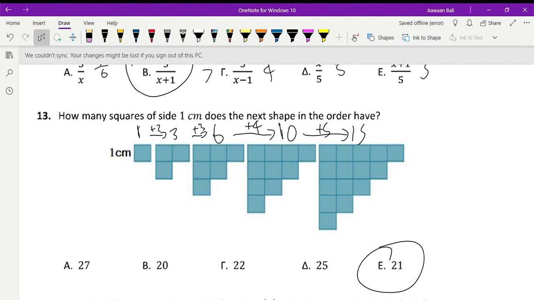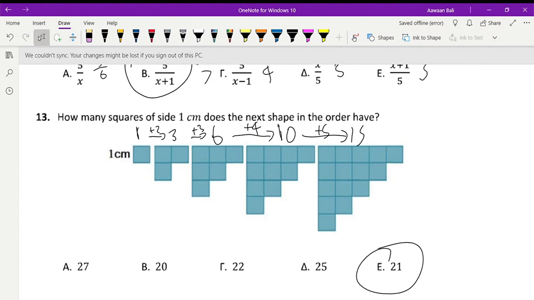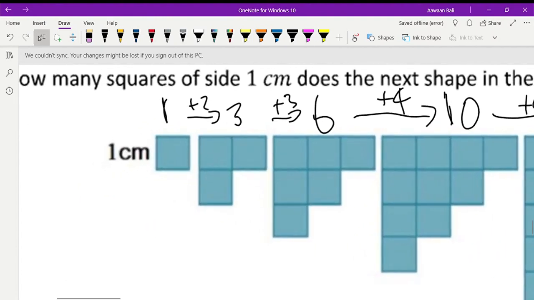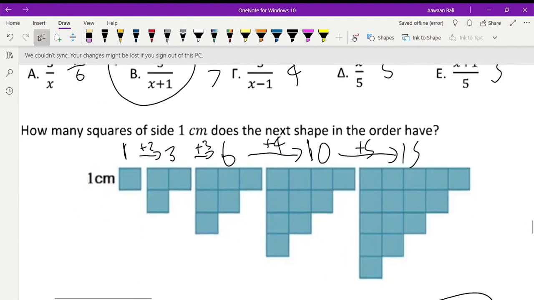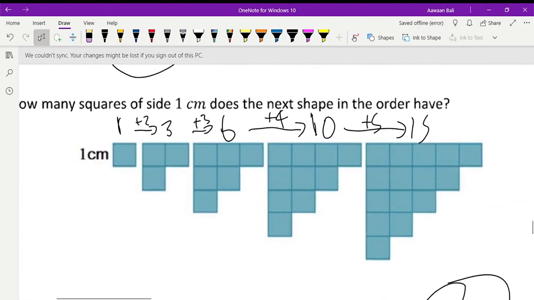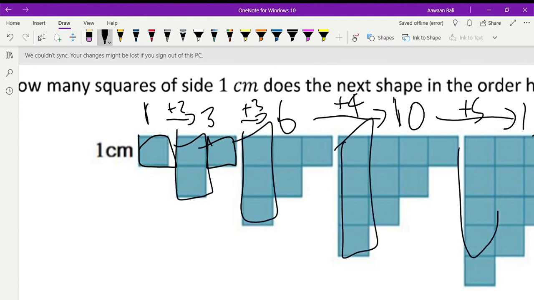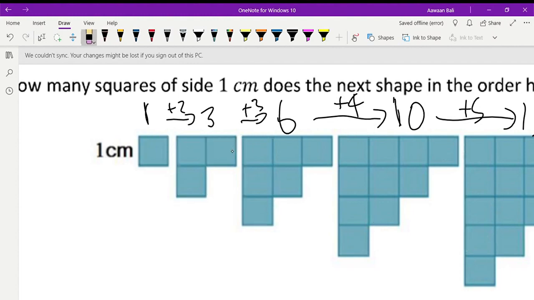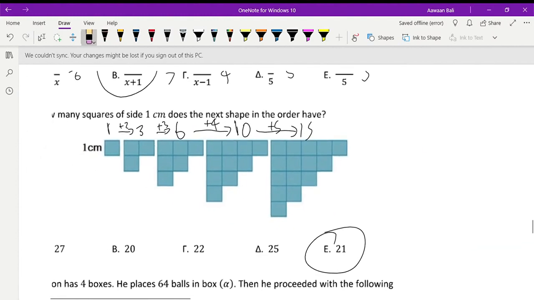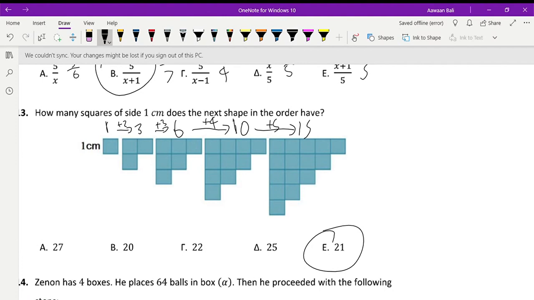sequence. It's a geometric sequence, which means that the differences change according to a certain rule sometimes. So here the rule is that the difference is increasing by 1 each time. And you can see that, look, after you have the square, you add a column of 2 squares, then a column of 3 squares, then 4, then 5. Makes sense, right? So now it says, how many squares of side 1 centimeter does the next shape in the order have?